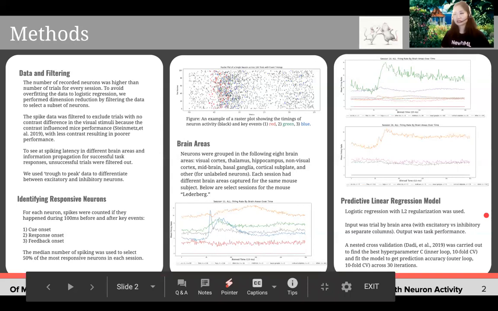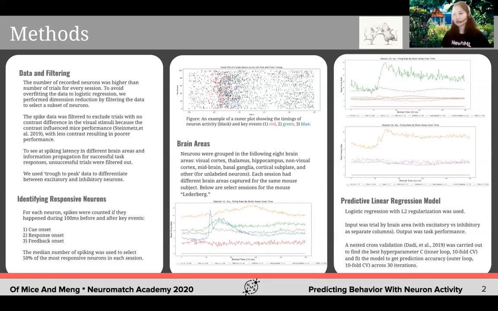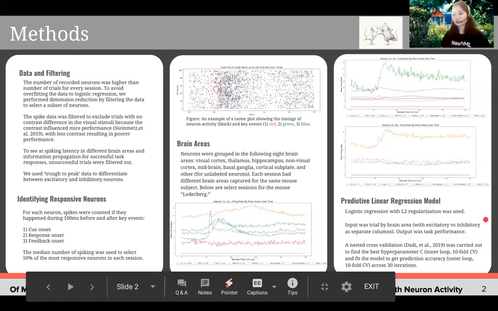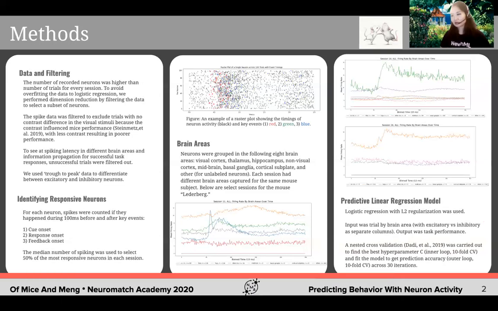Because each session had different brain areas as shown in the brain area section above, logistic regression had different coefficients for different sessions. With that caveat of each model only representing brain areas that particular session had, each model had a consistently good predictive accuracy for the mouse task performance.